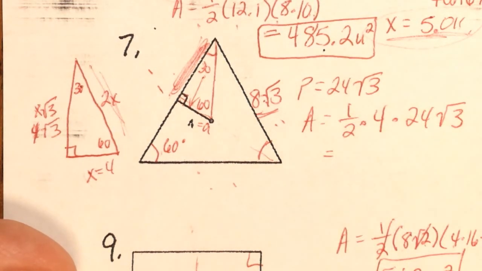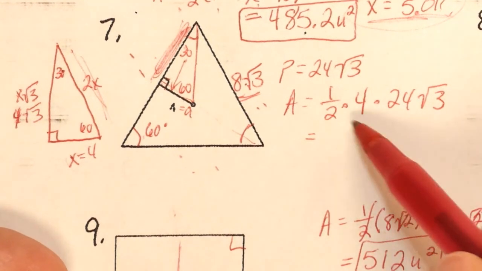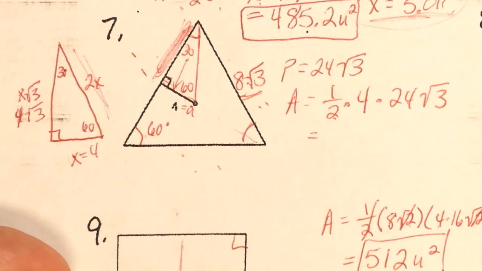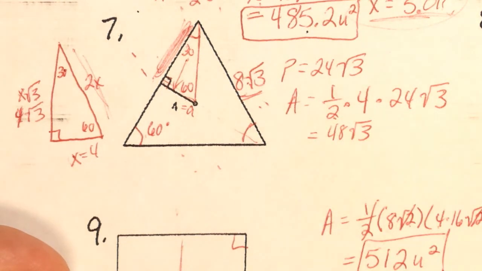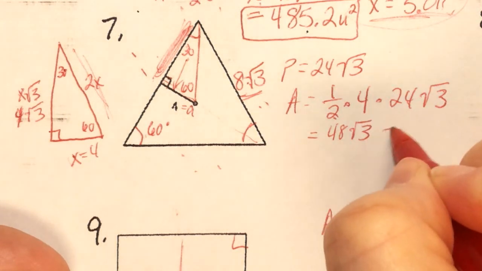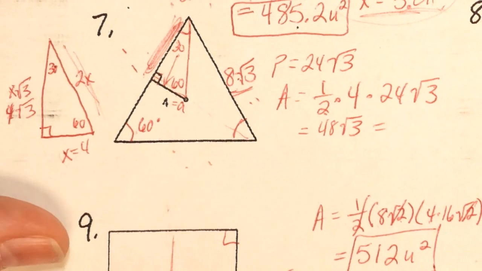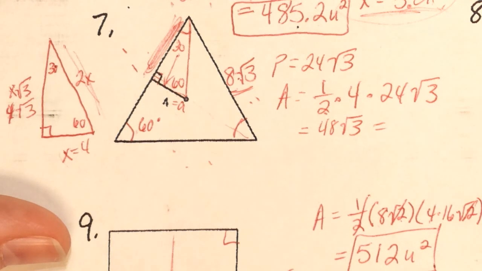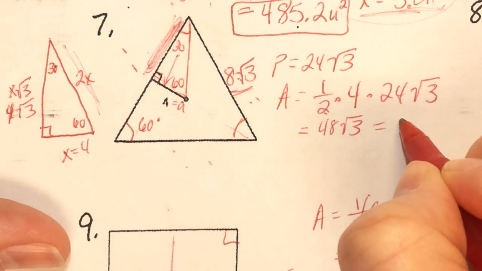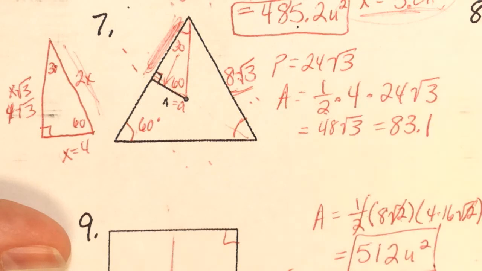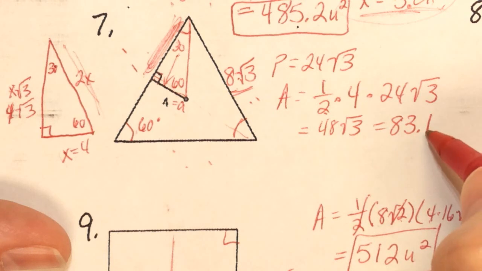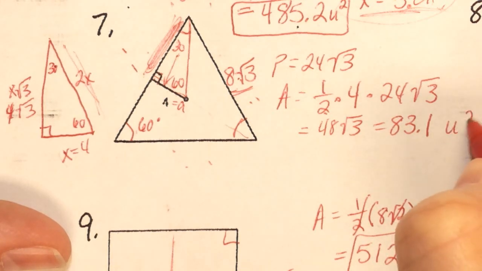Well, what's half of 4? 2. What's 2 times 24? 48. So the exact answer is 48 square root of 3, but it does tell you to round that, so put it in your calculator. What's 48 square root of 3? 83.1. Okay, what's after the 1? Then 83.1. We won't round up that time because 3 is under 5, right? You only round up when the next digit's 5 or more. So this is your answer.